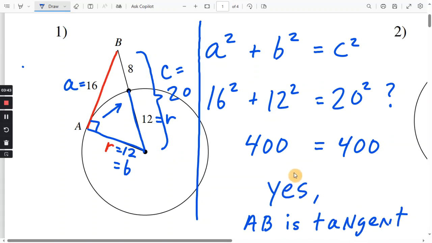You don't have to write that every single time. You could just write yes or no. If the Pythagorean theorem checks out, it's yes. If it fails, then the answer is no. This is not a right angle, and that means it's not tangent.